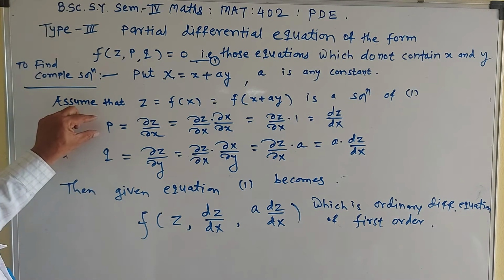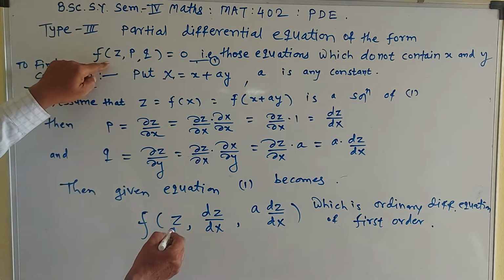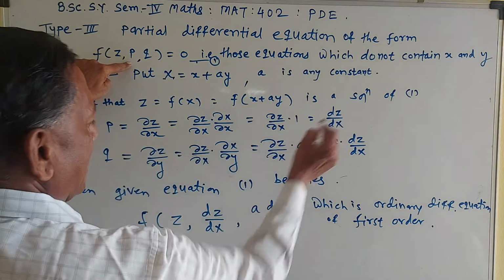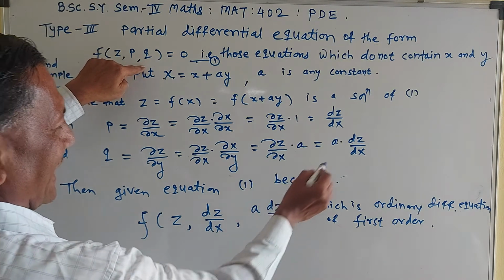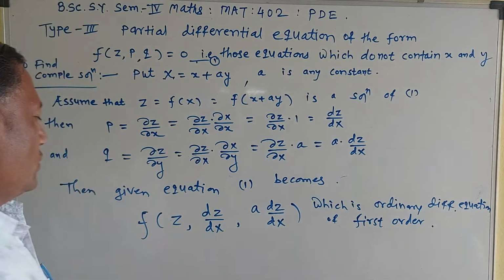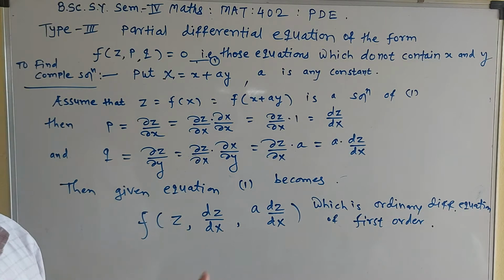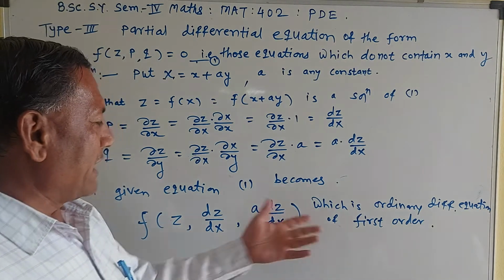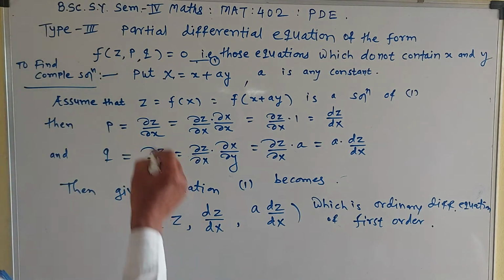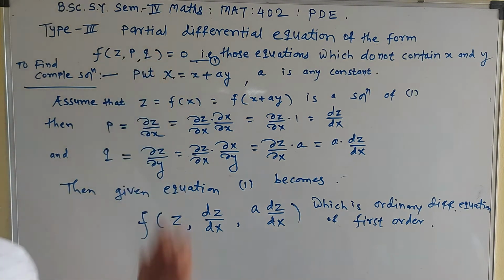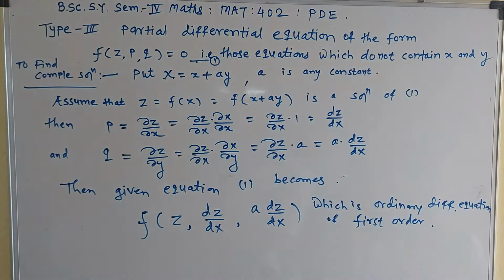Then you substitute the values of p and q in equation 1. Then equation 1 becomes f(z, dz/dX, a dz/dX) = 0, where the value of p is dz/dX and q is a into dz/dX. So, this is an ordinary differential equation of first order, and it can be solved by integration or by any method, and you find the complete solution of the given partial differential equation f(z, p, q) = 0.